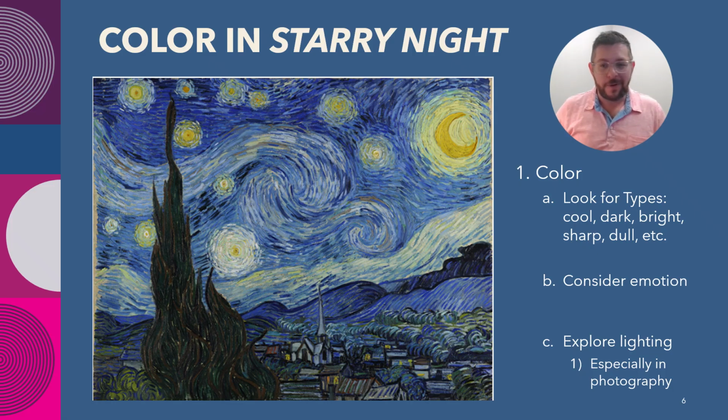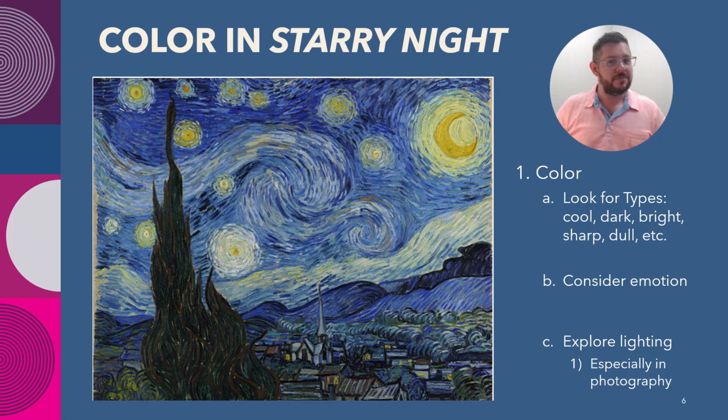Now, color is the one you're probably most comfortable with, so it's kind of why I saved it for the back end. But color is also going to be very useful, even if your artwork is in black and white. So if you've got a photograph that's in black and white, you can still play with color, and we'll talk about that. First thing you want to do, though, is look at the types of color.